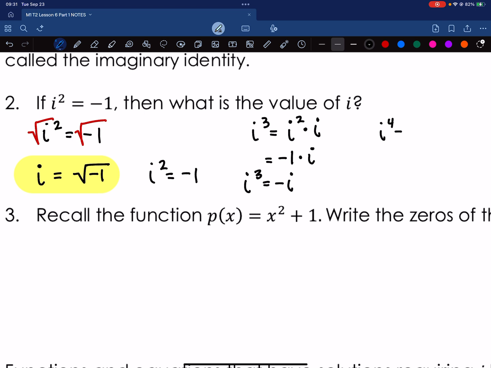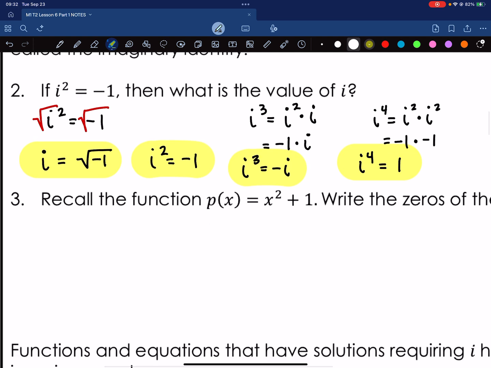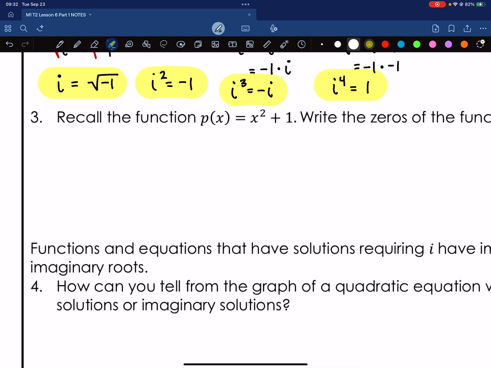Okay, what about i to the fourth? i to the fourth is equivalent to i squared times i squared. Well, i squared is -1 times -1, which is equal to 1. So we know that i is equal to the square root of -1, i squared is equal to -1, i to the third power is equal to -i, and i to the fourth is equal to 1. So with this information, now we can find the zeros of our quadratic function p of x.